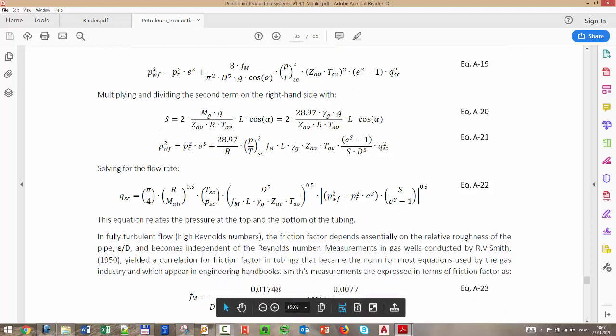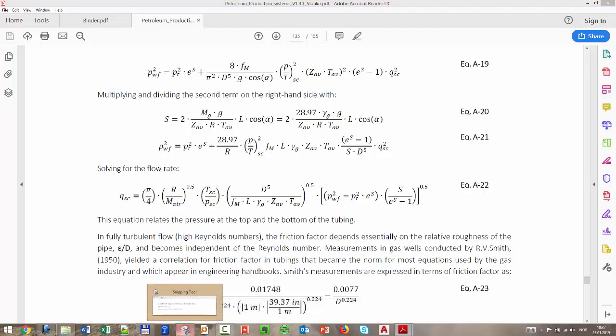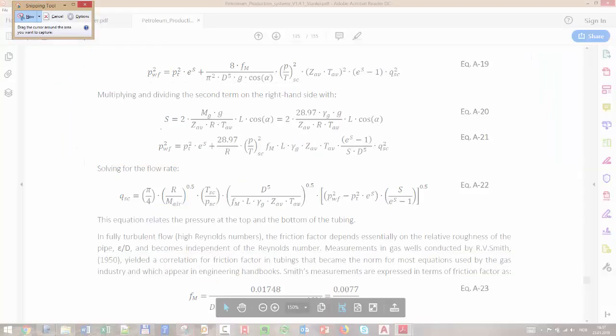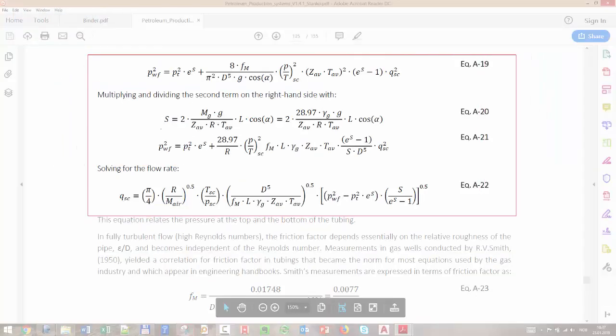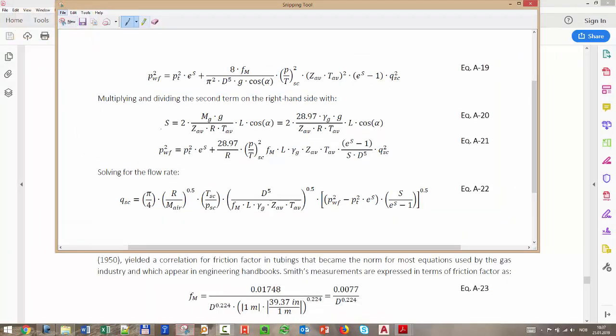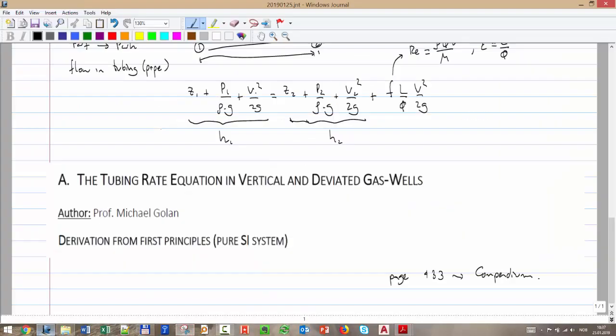Here there are some assumptions that were made in deriving this equation. So let me just copy it. You have it in the notes, okay? So I'm going to paste it here, but I just want to make a short comment on this equation. That is important.